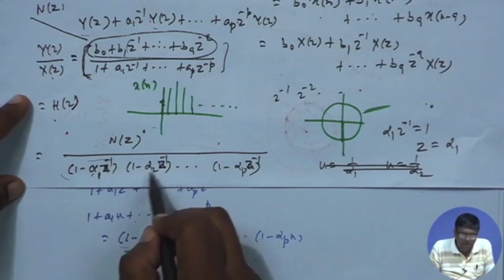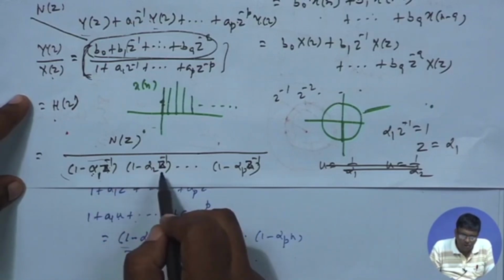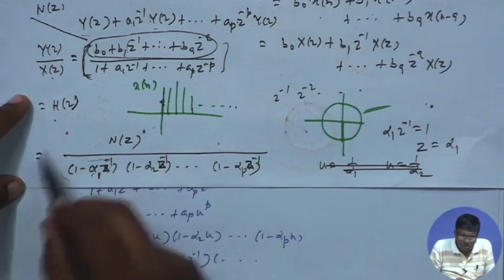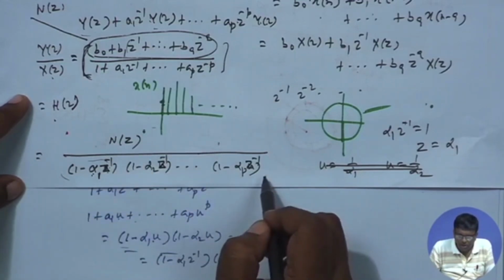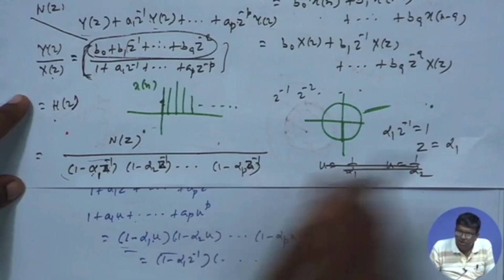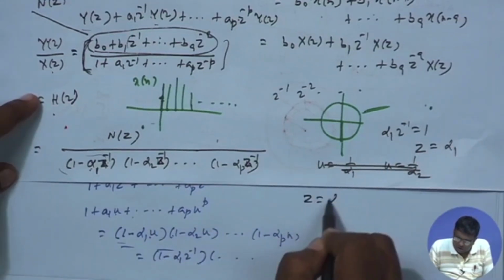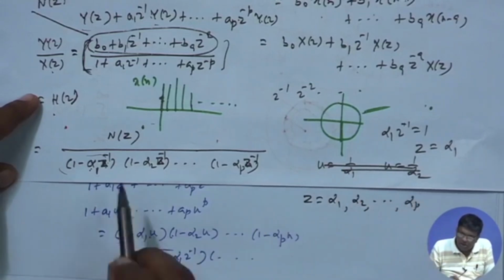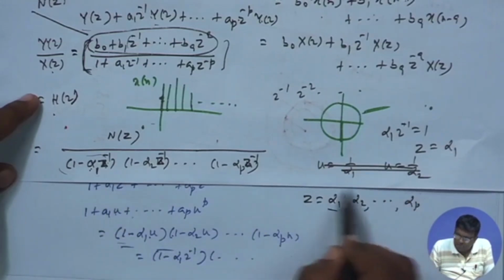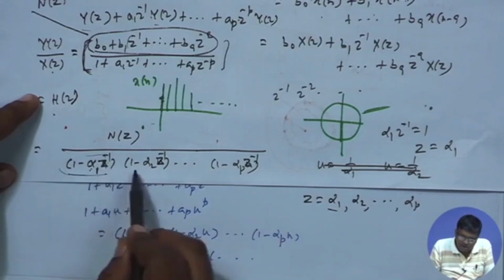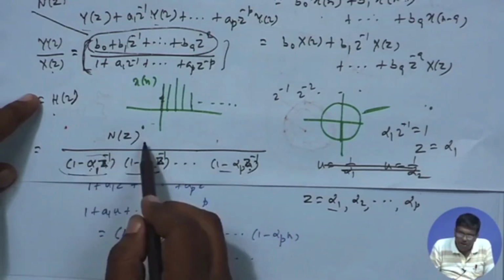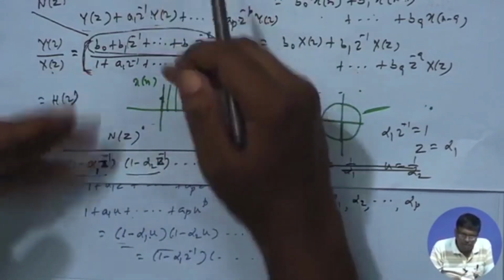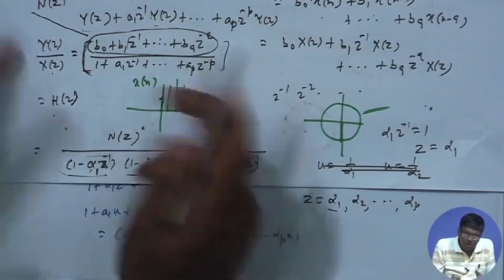Similarly, Z equal to alpha 2 will be called a pole, because at Z equal to alpha 2 also this factor becomes 0 and the overall function does not exist. Similarly, at Z equal to alpha p. So, I have got p poles, Z equal to alpha 1, alpha 2 dot dot dot alpha p. If Z takes values other than them, then each of the factors exists, N z also exists, the whole function exists.